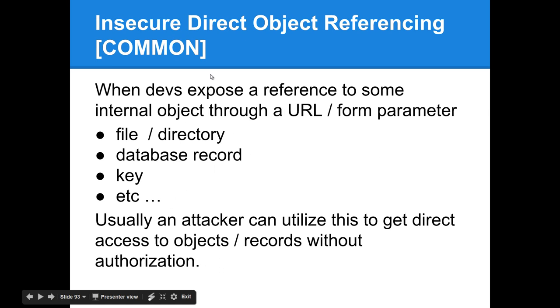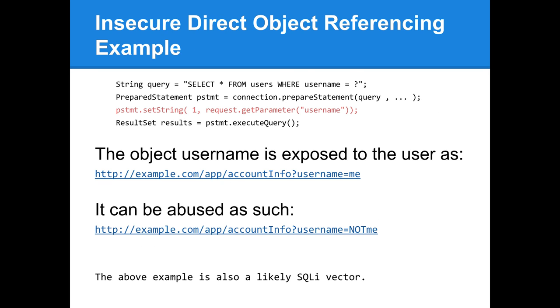Now, for insecure direct object referencing, it has less to do with authentication. It's simply that objects that are either directly stored in the backend or are used in some form of the logic are exposed, and attackers can manipulate them as such.